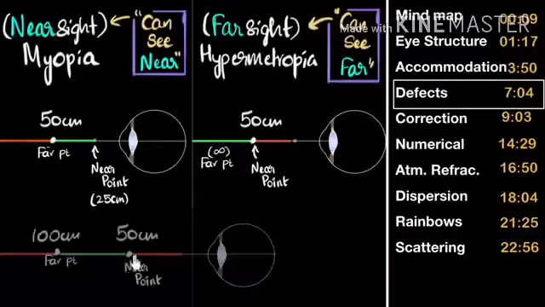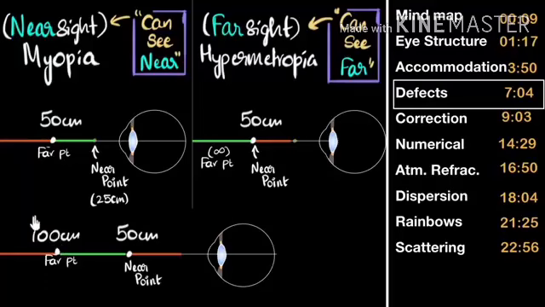And if a person has a problem looking at both far away objects and closer objects, basically both their far point and near point have been shifted, then we say they have presbyopia. This usually happens with old age. So what do we do when we have these defects? Well, we have to correct them.